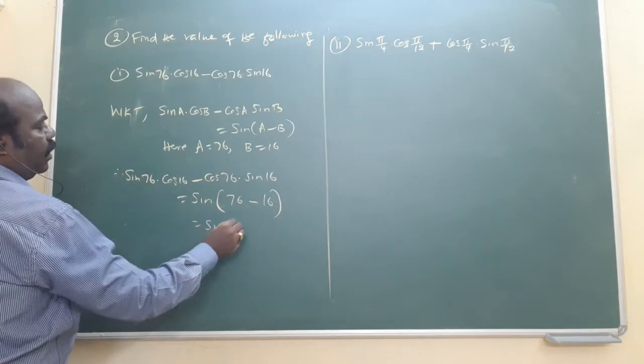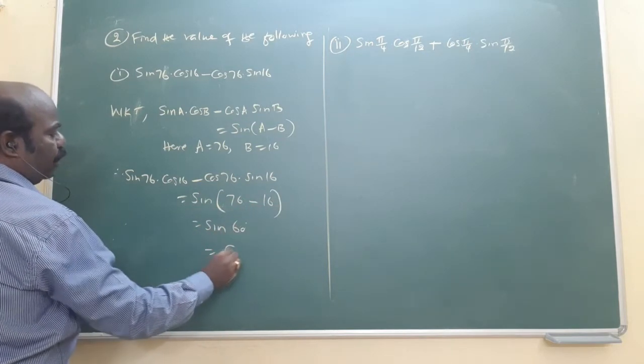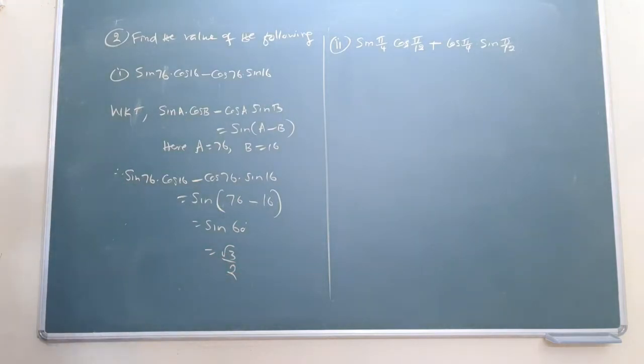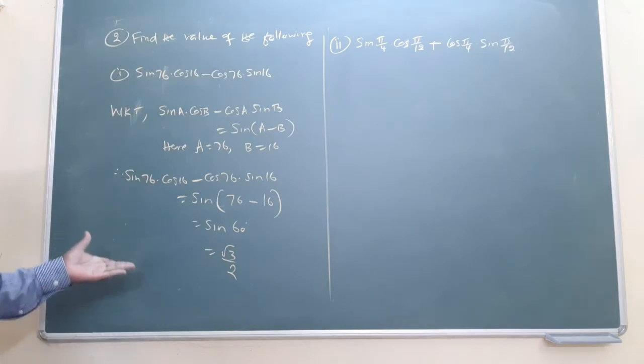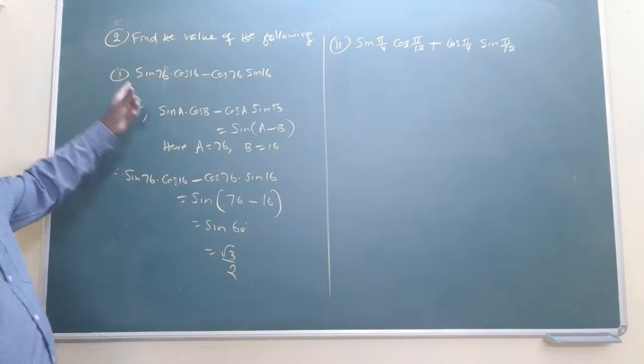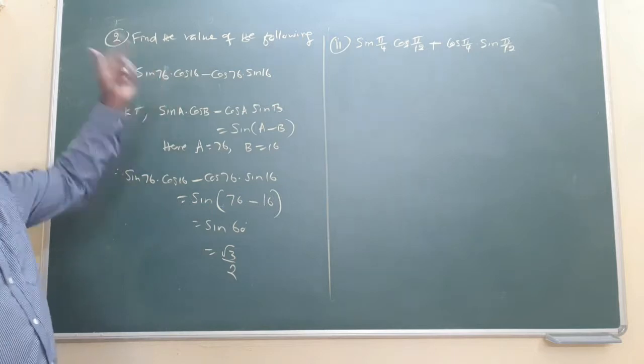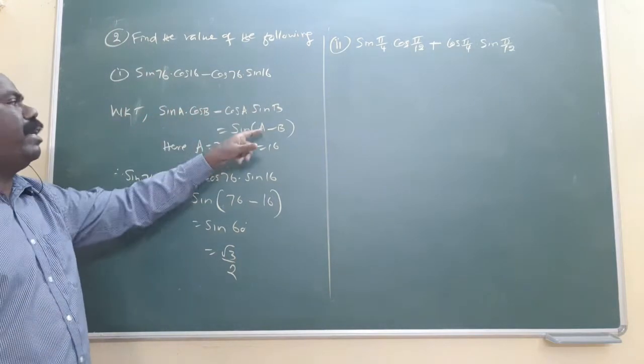Subtract: sin 60, which is root 3 by 2, equals the answer. Mention the formula clearly, then only we get the answer easily. This is a 2 mark or 3 mark question only. Anyway, it is of the form sin A cos B minus cos A sin B. The formula for this one is sin of A minus B.